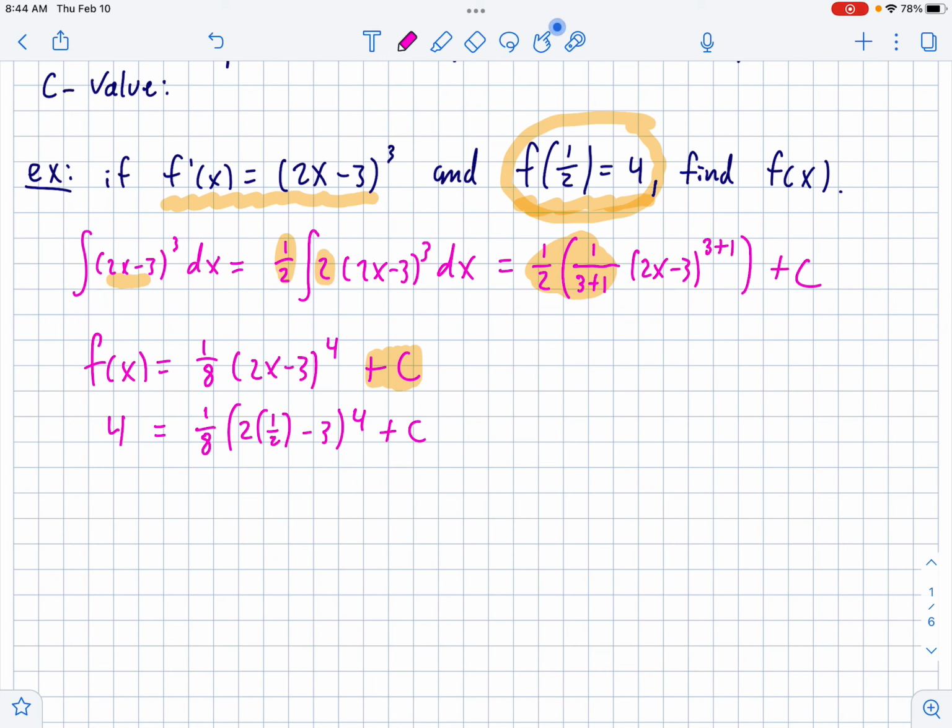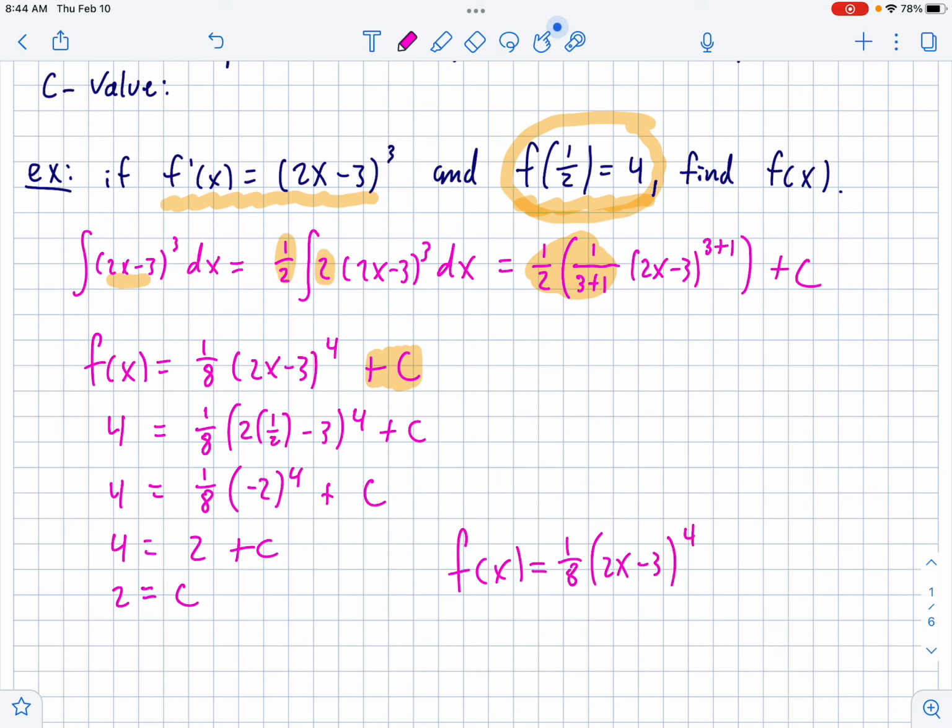So 2 times 1/2 is 1 minus 3 is -2. So this is 4 is equal to 1/8 times -2 to the 4th power. 2 to the 4th is 64, is that right? Just checking. No, 16. I'm thinking 2 to the 6, my bad. So then 16 divided by 8 is 2, so we get 4 is equal to 2 plus c, so 2 is equal to c. Beautiful. So the original function is 1 over 8, (2x minus 3) to the power of 4 plus 2.